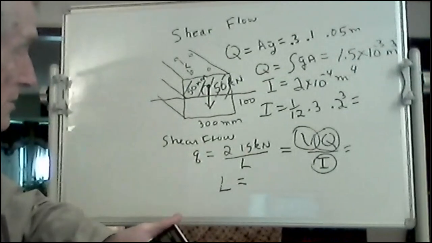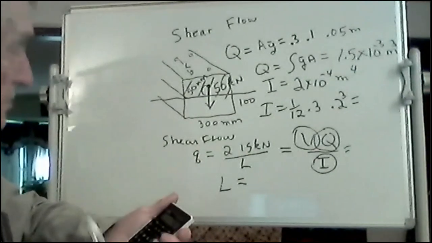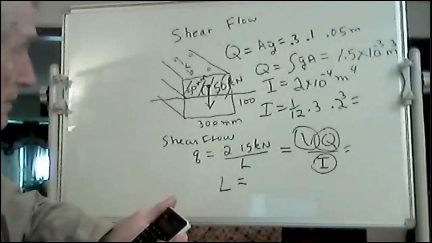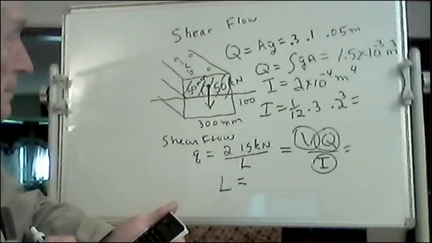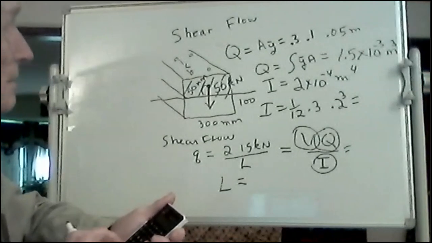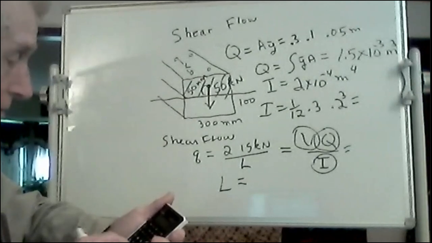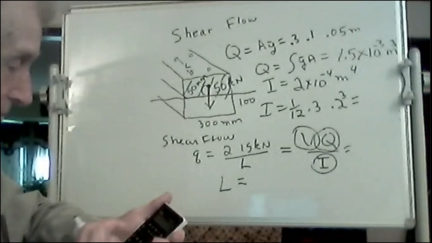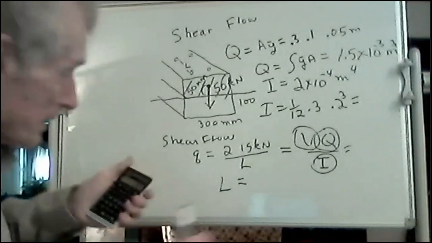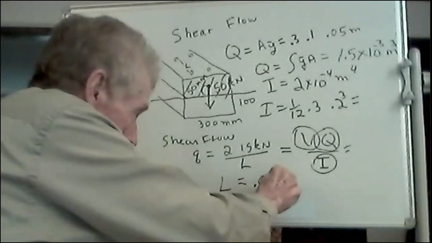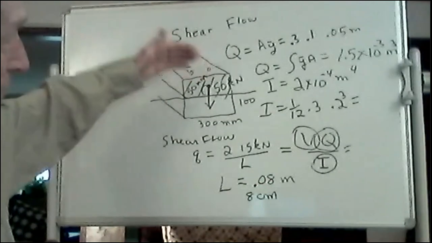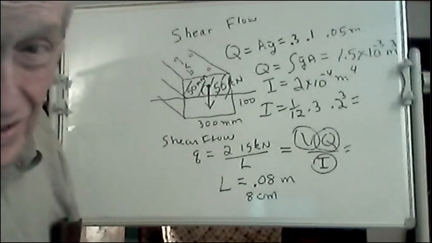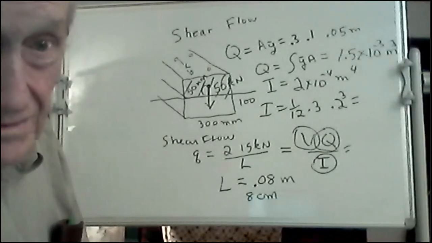Well, I got a ridiculous answer, so I must have done something wrong. Let me start over again. All right, times I, which is 2 e to the minus 4, divided by 50 e to the third, divided by 1.5 e to the negative 3. Equals. Now this looks reasonable. I'm coming up with 0.08 meters, in other words, 8 centimeters between these rows of bolts. Did anybody else get that? I did. Yay, there's two of us.